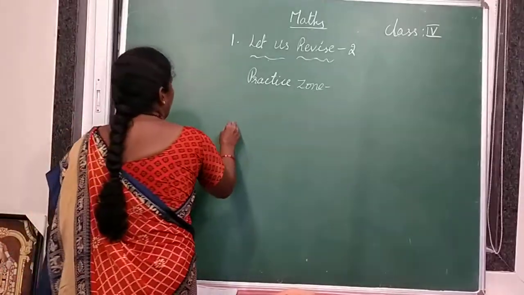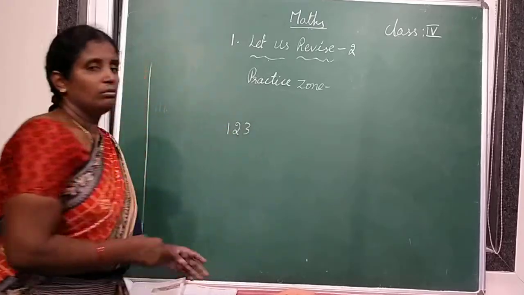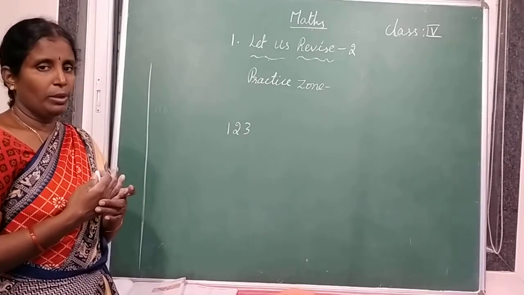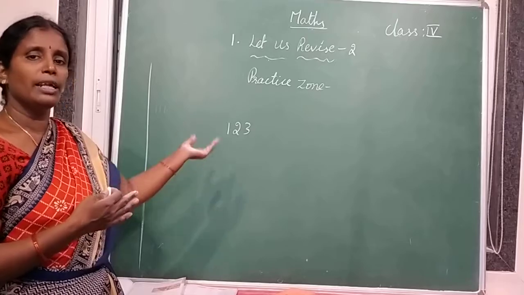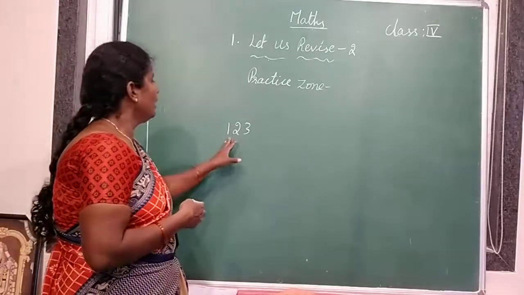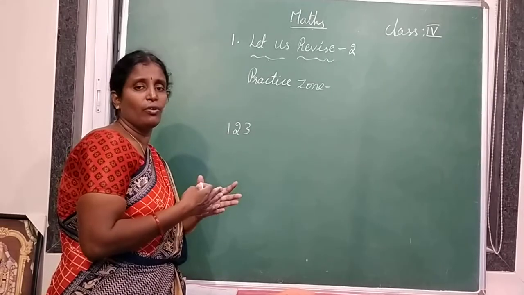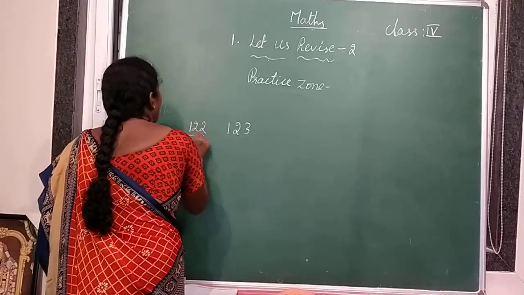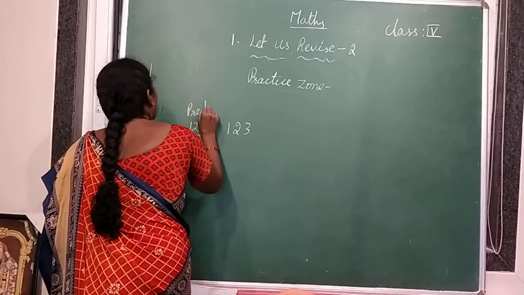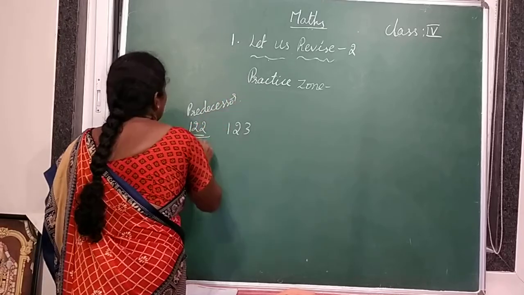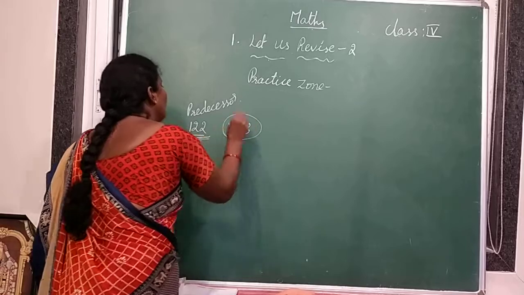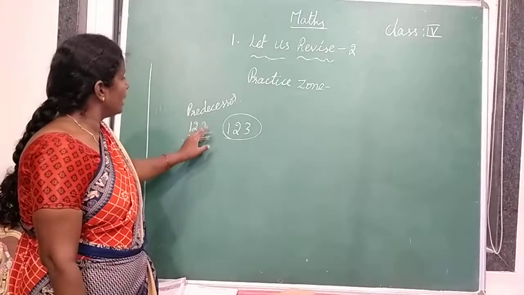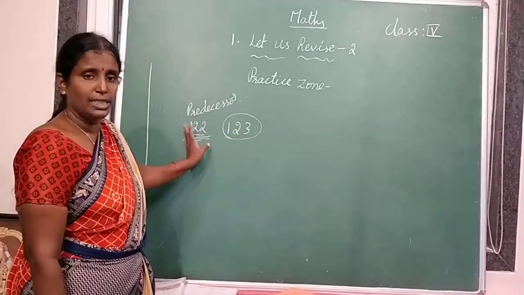For example, what is the predecessor of 123? Predecessor is nothing but just before that number. So what is the number just before it? The number before is 122. So this 122 is nothing but the predecessor of 123. Understood? Because it is the before number.